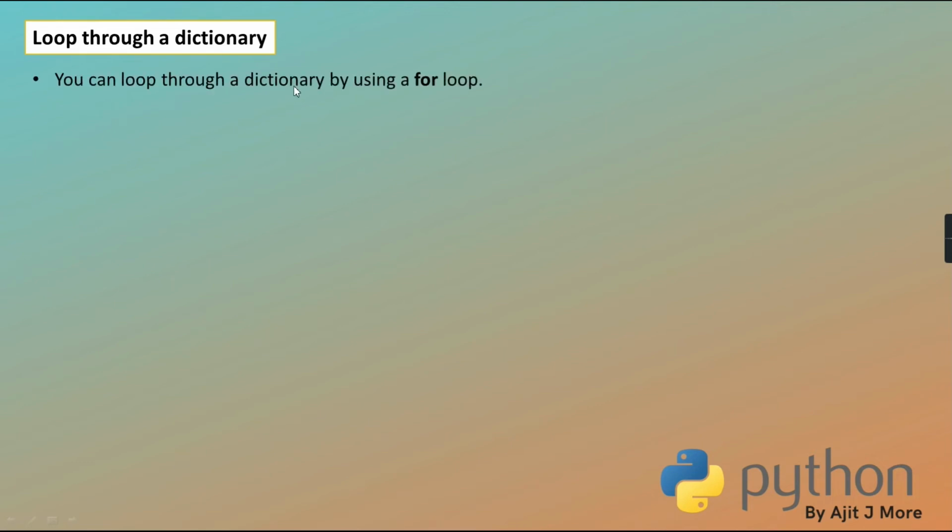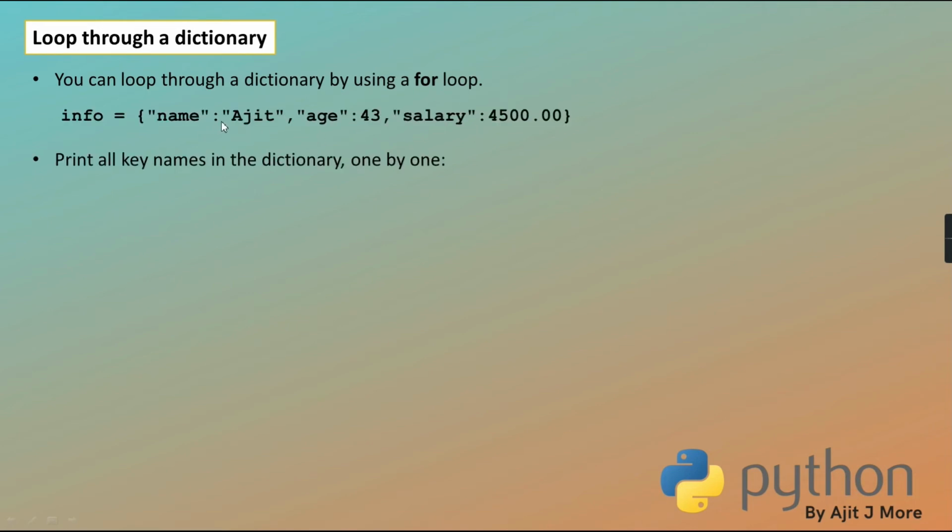Now you can loop through a dictionary by using a normal for loop. So this is your dictionary, okay, and I want to display all the key names in the dictionary one by one, like name, age, salary. So you can use a normal for loop, for k in your dictionary object, because when you use a dictionary in a for loop, it will just keep returning the keys. So first time it will return name, then age, then salary.